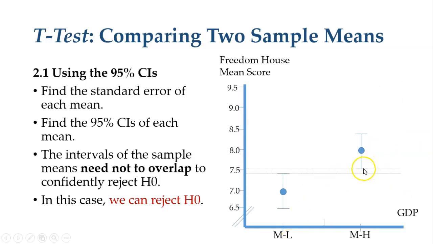Something like this, right? So you have here the medium high, and the lower boundary is 7.5, and the upper boundary for the medium low countries is 7.4. So there's no overlap. And we can see that there is a not huge, but an important difference between the two sample means. Okay, again, so we can reject the null hypothesis with this information.